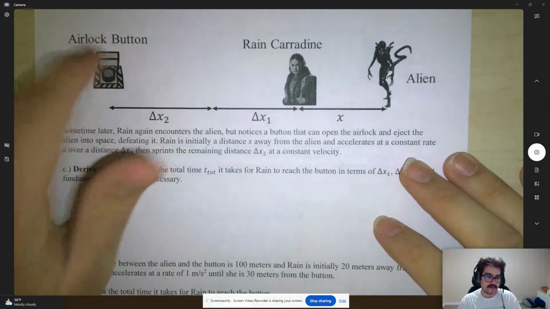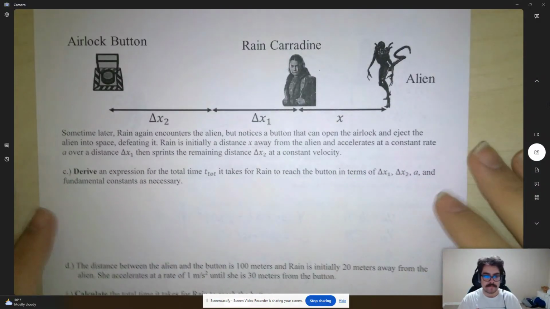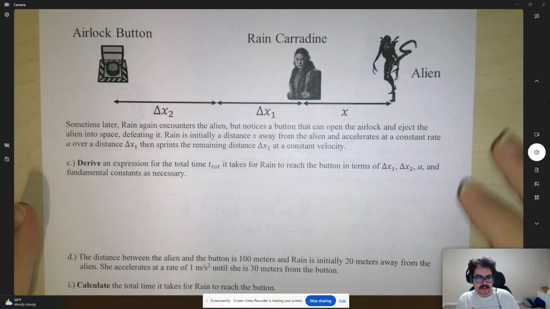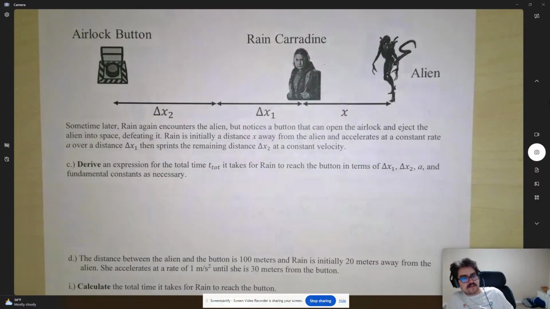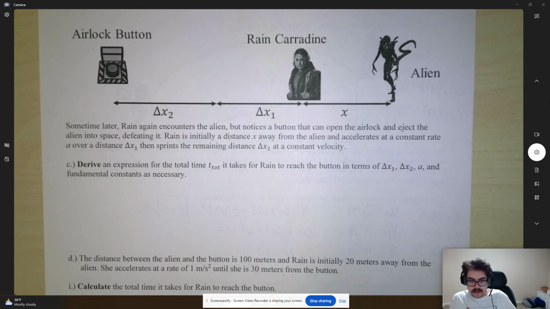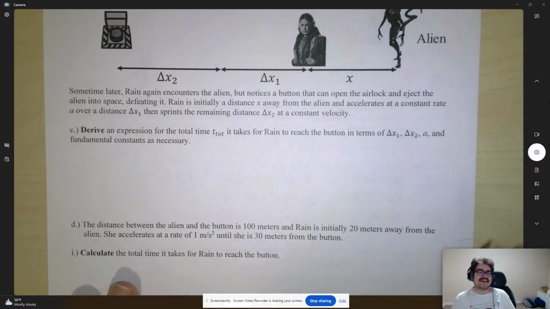Sometime later, by the way, this is the Among Us emergency meeting button. Sometime later, Rain again encounters the alien, but notices a button that can open the airlock and eject the alien into space, defeating it, which doesn't actually happen in the movie. Rain is initially a distance x away from the alien and accelerates at a constant rate a over a distance delta x1, then sprints the remaining distance delta x2 at constant velocity. Derive an expression for the total time.